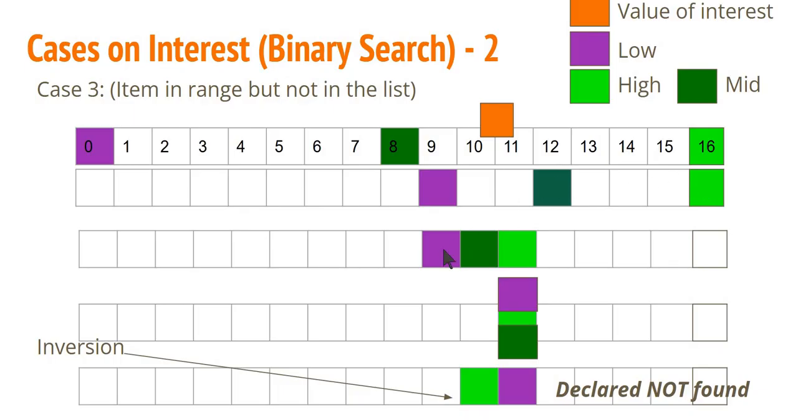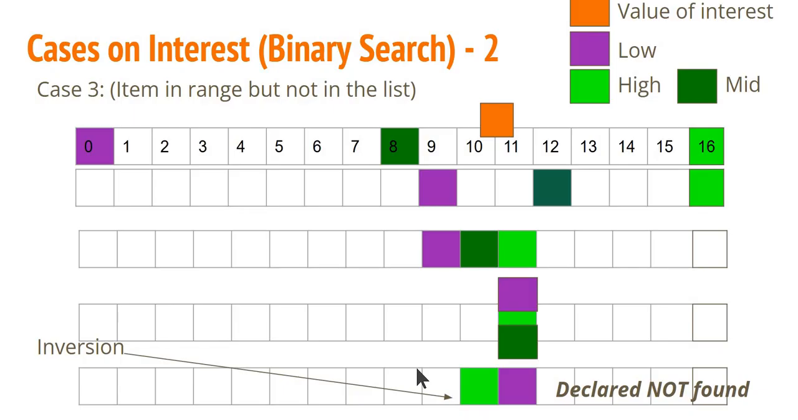So now notice this is low, this is high. I search in the middle of the two. Now it turns out that the search value is smaller than, let's say, the orange value, which means my low pointer will move here. Now at this point, you will find that the search value, which is the orange value, is smaller than the mid value, which means that my high pointer will move backwards. There is an inversion happening. At the moment inversion happens, I in fact exit the loop, declaring that the item has not been found.